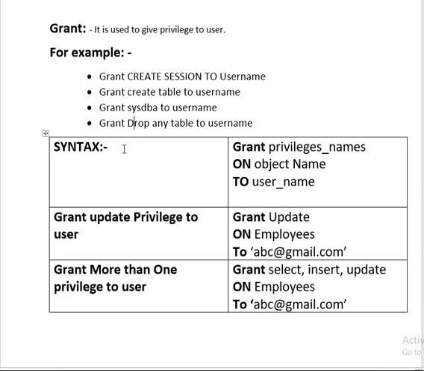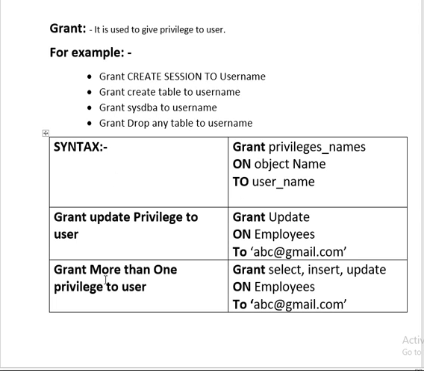And the syntax of grant is: grant privilege name on object name to username. For example, you want to give the update privilege to a particular user, so you will write grant update on employee. This is my table name. On this table I want to give only update permission to this particular user, so I will write grant update on employees to username, to the user mail id.